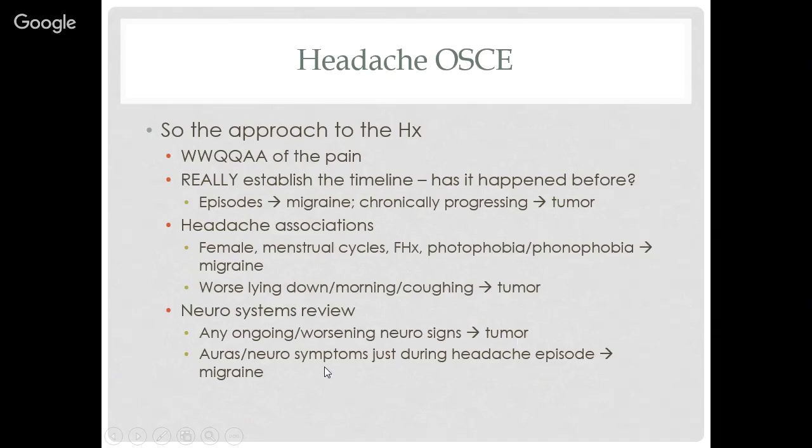And then just do a general neurosystems review as well, plus all of your peds questions, of loss of weight, change to appetite, toileting, et cetera, and developmental regression stuff. So that's basically how I'd approach the history OSCE.